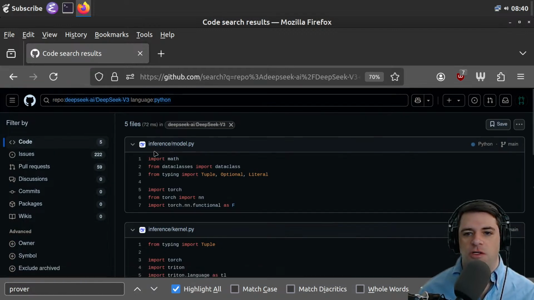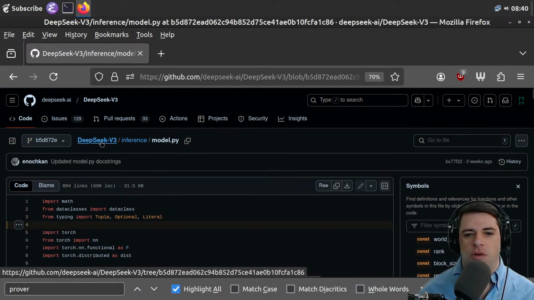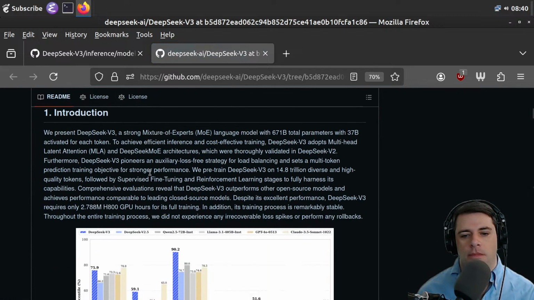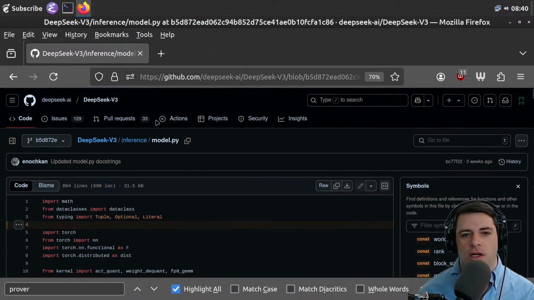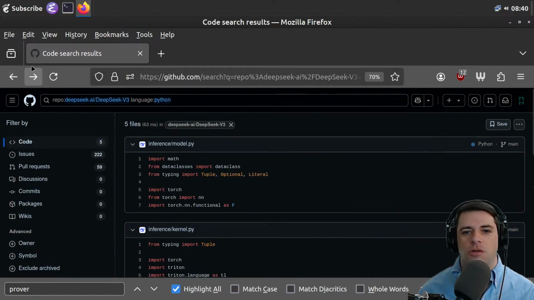Okay, so we do have some inference model. Okay, maybe this is the same. Is this the same repo as the paper? Yeah, okay, maybe I wasn't giving them enough credit. And is this search that I did just in Deepseek V3? Okay, so we do have a model.